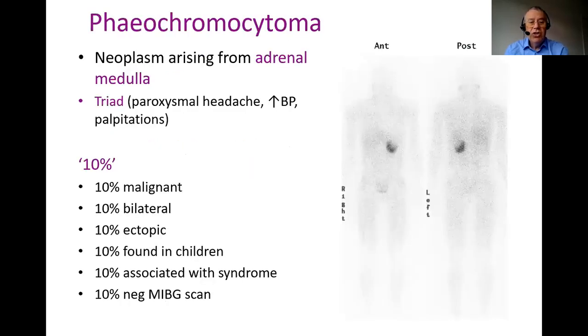So this is a patient who has a large pheochromocytoma seen on the whole body scan. And we know that there is the rule of 10%. So 10% are malignant, 10% bilateral, 10% ectopic, 10% are found in children, 10% associated with syndromes such as MEN2 or von Hippel-Lindau. And then 10% of them will be negative for MIBG.